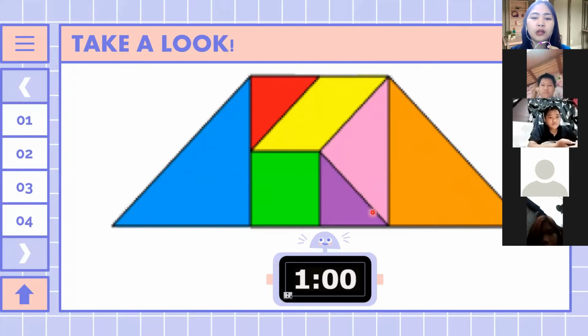Daghan tong polygon na nasa inyong module 4. If you can still remember, now your task is ilista ninyo in 1 minute, write all the polygons that you can find in this picture. All right? Okay, our time starts now.